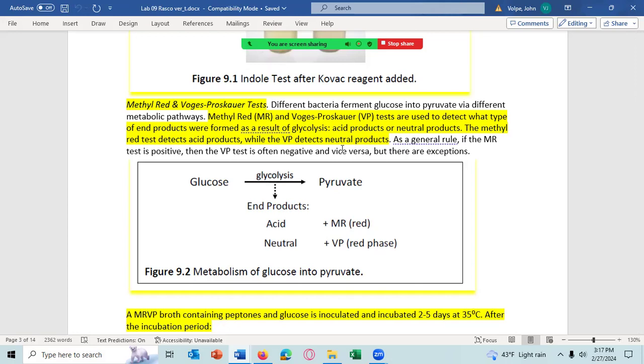Both of these tests are looking at the end products formed from glycolysis. If acid products are made, we can determine that from the MR test. And if a neutral product is made, we can determine that from the VP test.